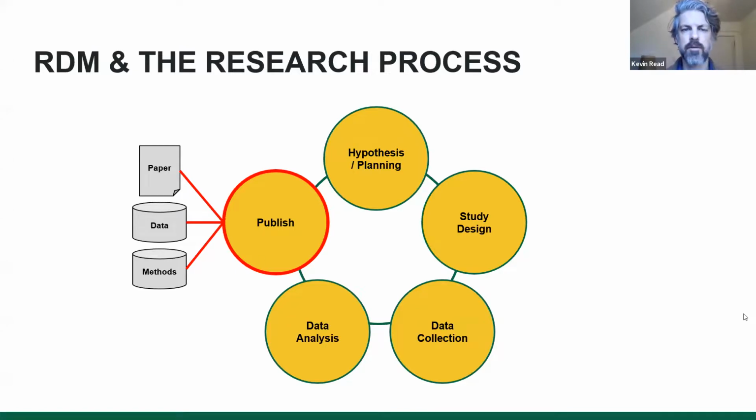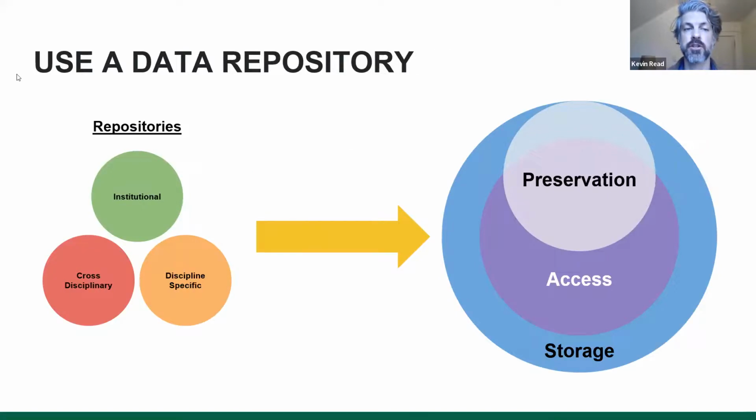So when we think about research data management and the research process, ultimately, when we get to the end, we want to be able to share a paper, our data if possible, and the methodology and documentation or metadata that we were describing before. If you want to share your data, you can use what's called a data repository. There are many different kinds of data repositories, whether they be institutional, cross-disciplinary, or discipline-specific. There are repositories that look only at zebrafish, for example, and there are others that are more general purpose and bring in all different kinds of research.